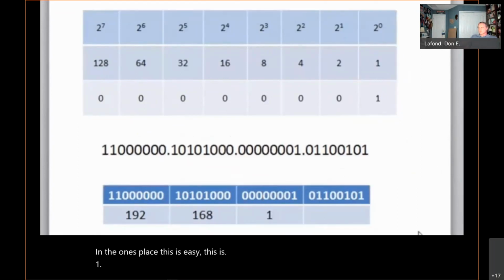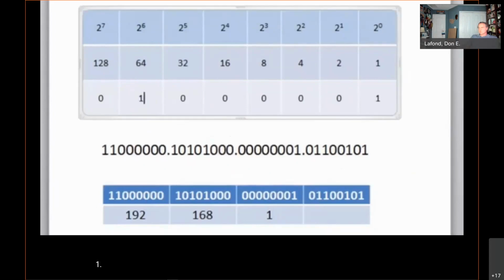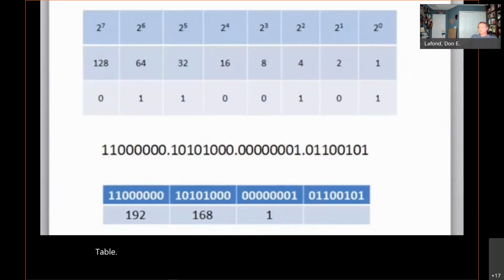And then finally, we have a number here. I'll plug it in here to my table. And I have the number 01100101. We can see that 64 plus 32, we've already said, is 96. Plus 4 is 100. Plus 1 is 101. So the conversion of this binary IP address to decimal is 192.168.1.101.